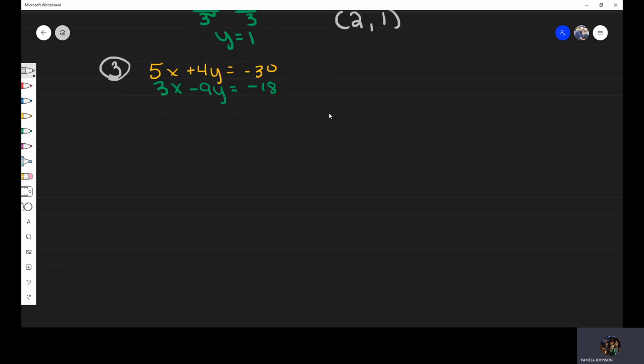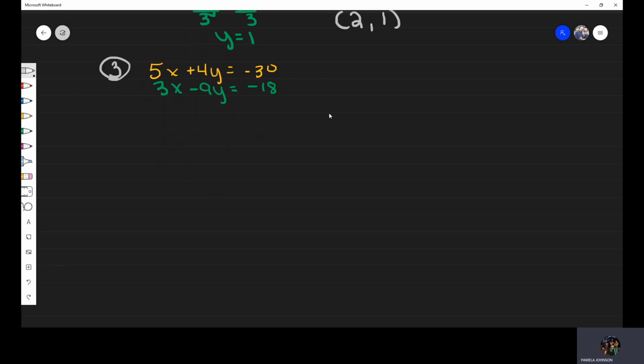But personally, this is my preferred method. I like elimination. There's fewer ways for me to mess it up, and so I really like elimination a lot better.